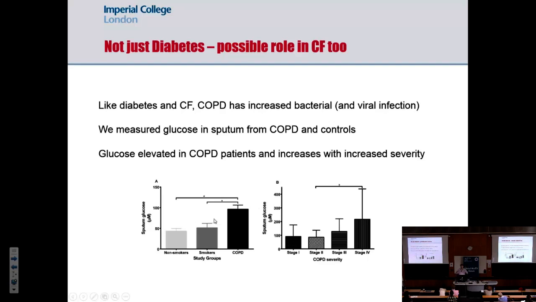So what we're now arguing is that maybe infection in COPD may also be driven by this increased inflammation and increased sugar in the lungs. And this amount of glucose increases with the severity of the COPD. And this is leading, hopefully, to a trial where we'll look at the role of metformin in COPD, and whether you can start reducing bacterial exacerbations of COPD with the use of metformin.